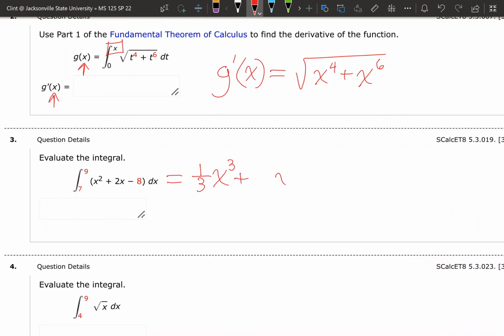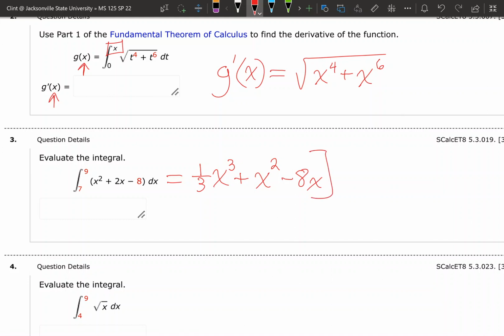For the next one, if we add 1 to the exponent, we'll get x squared. And then we got 2 divided by 2. It's just 1. And just to save room, I'm going to move that over. And then for the last term, we got -8. If we find the antiderivative of that, what are we going to get? -8x. Yeah, we just add an x.